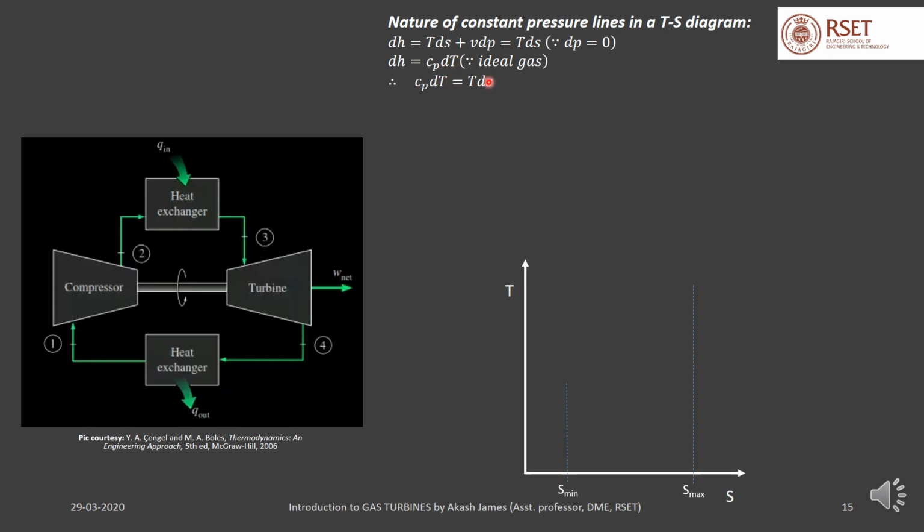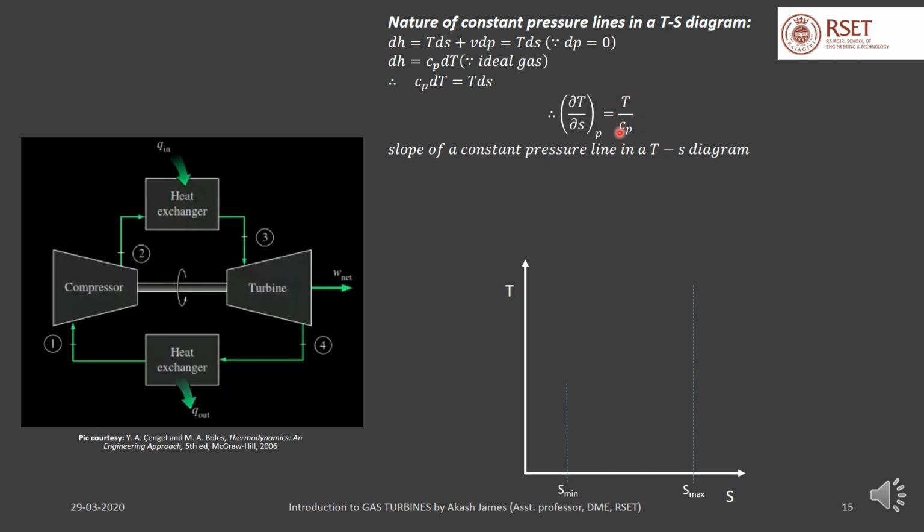By rearranging the terms, we can write ∂T/∂S at constant P is equal to T/Cp. Now ∂T/∂S at constant P is nothing but the slope of a constant pressure line in a TS diagram. Now we have seen that the slope is equal to T/Cp, or the slope of a constant pressure line in a TS diagram is proportional to the temperature because the specific heat is constant.